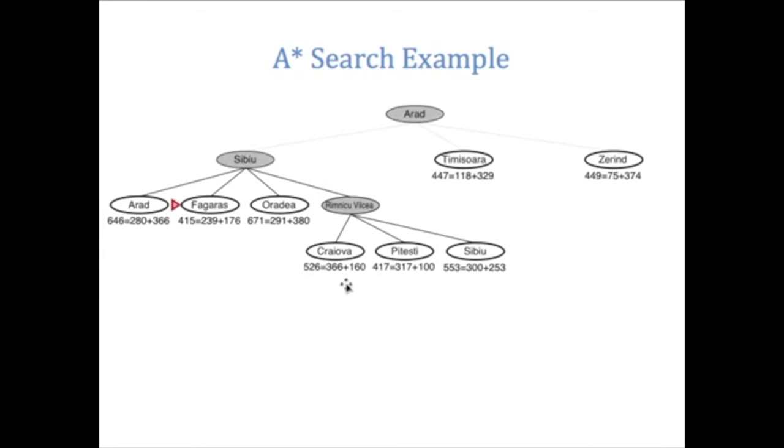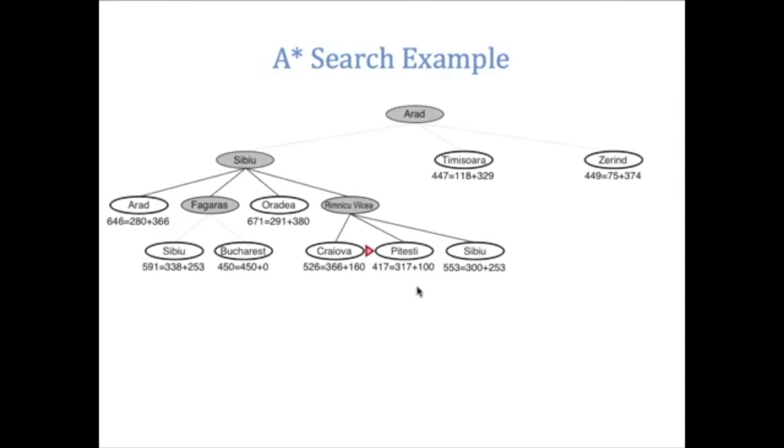So let's expand that node, and that gives us three additional nodes, but their total costs are 526, 417, and 553. And we have another node here, Fagaras, which has a lower estimated total cost than any of those three. So looking at the total costs of all the nodes, we're going to pick Fagaras to expand next. So we expand those, and there's no point in going back to Sibiu, and we can get directly from Fagaras to Bucharest, but our total cost is going to be 450.